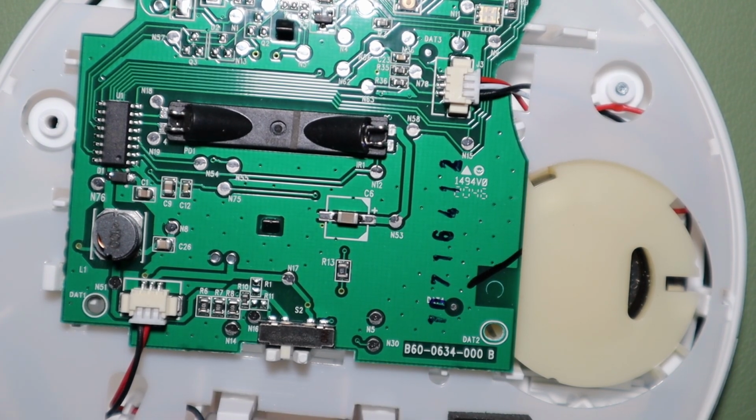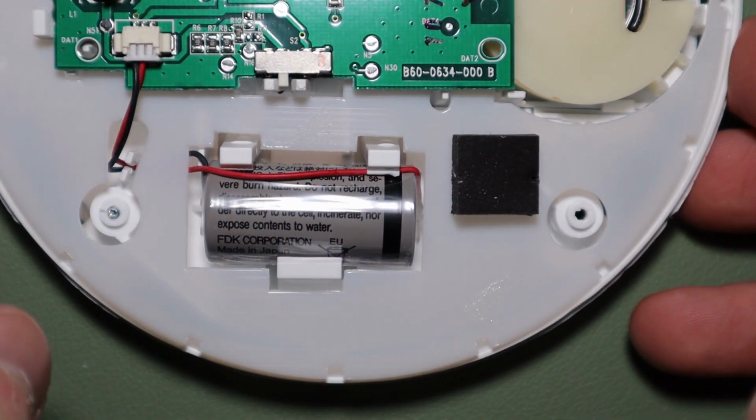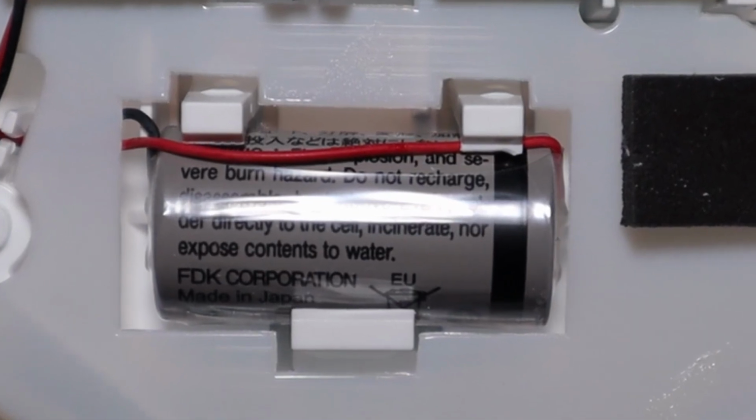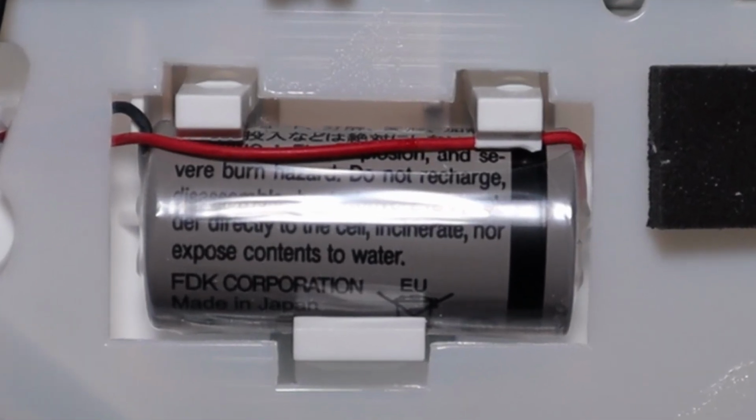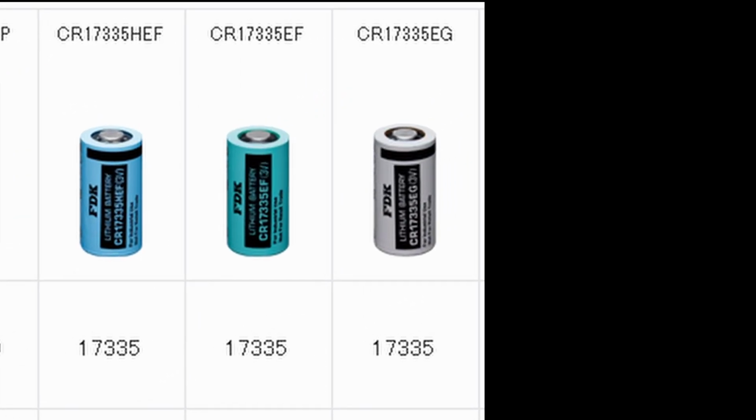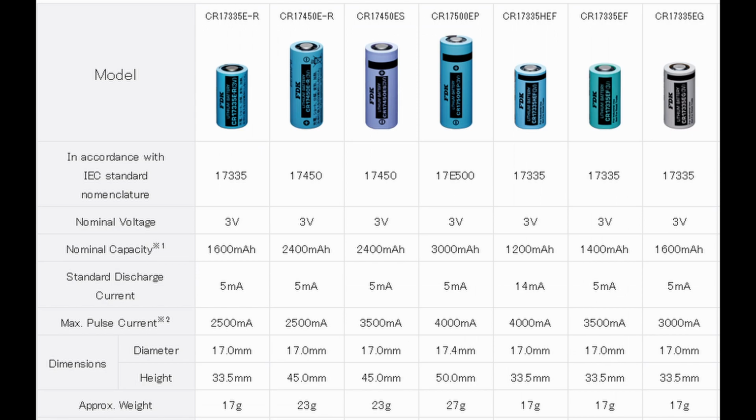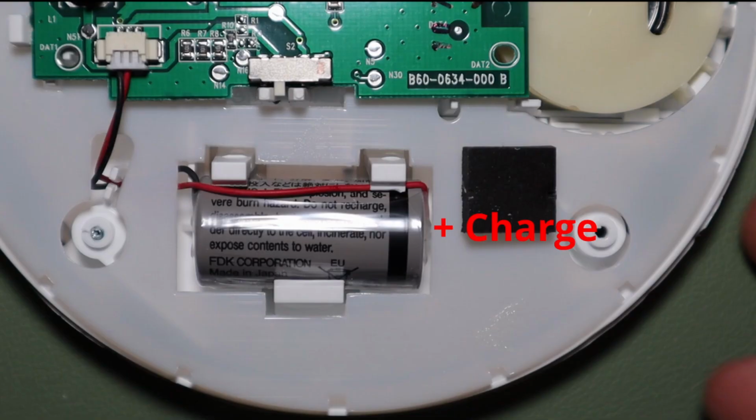I prefer to go piece by piece and look for the start of the circuit, which tends to be the power source. In our smoke detector, we have what appears to be the lithium battery with the FDK Corporation markings on it. A quick web search will show that this is the FDK CR17335EG 3-volt lithium battery, which feeds our smoke detector circuit with power through the red, most likely positive, and black wire, most likely negative, that connect onto the jack located at the bottom face of the board.